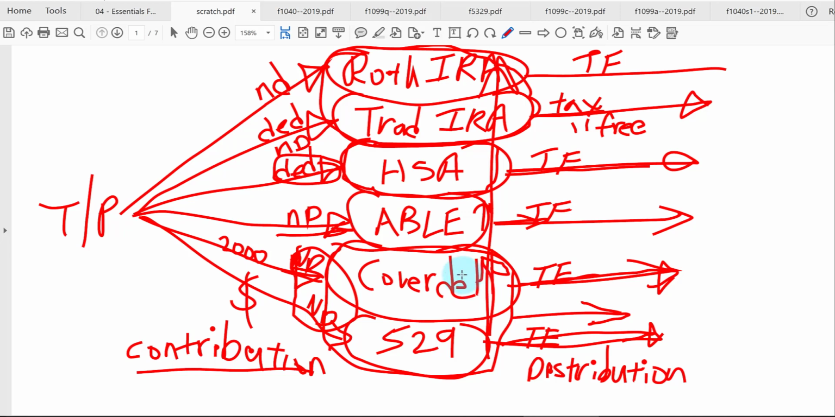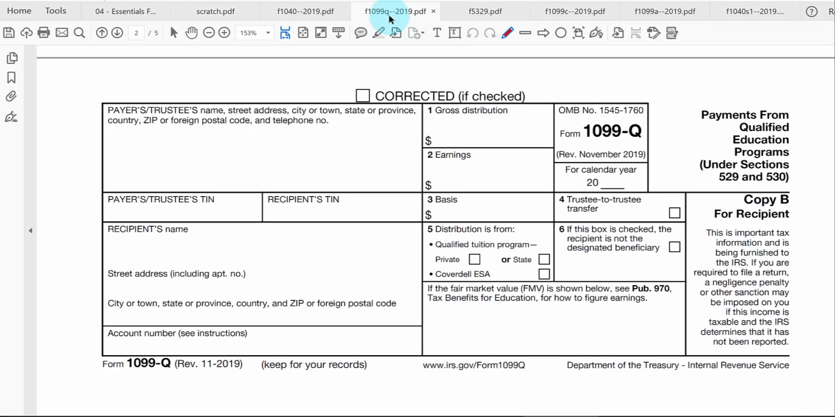Let's take a look at the tax form that reports distributions from the educational account. Educational accounts, again, that's the 529, or here's the Coverdell, the 530. This form is called 1099-Q, again, either for a Coverdell. Here's another name for the 529, Qualified Tuition Program. And here's the total amount taken out during the year.